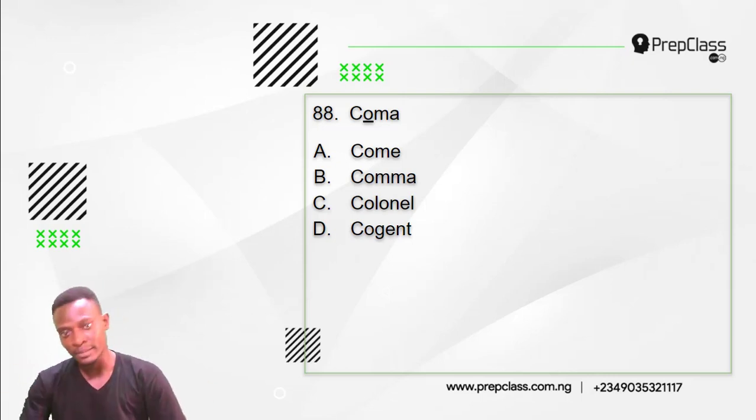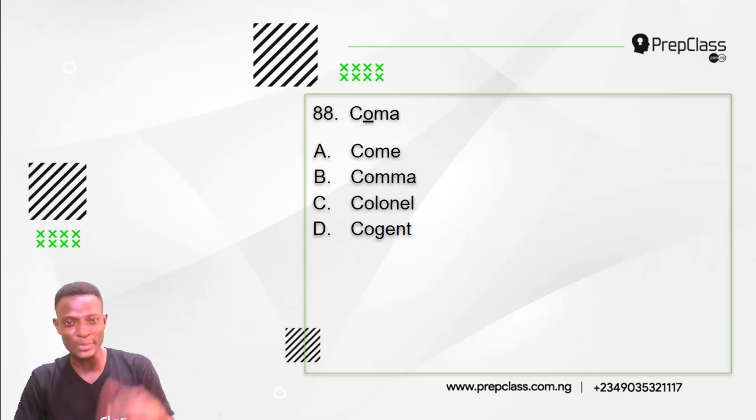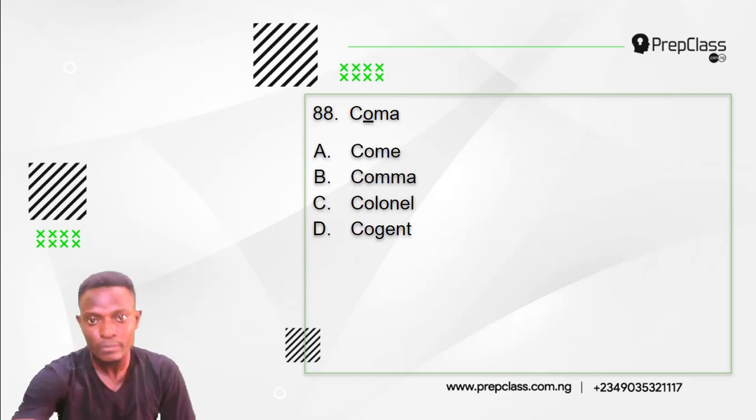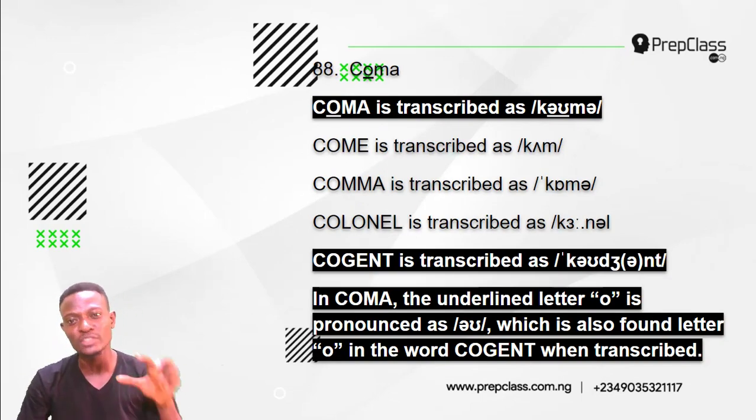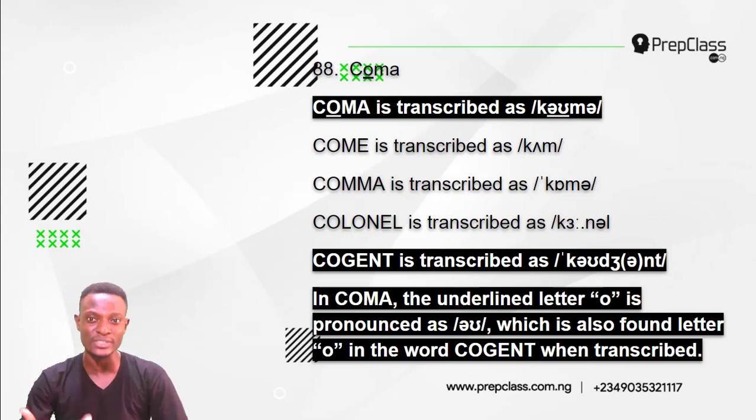Option B we have comma. Option C we have kernel. Option D we have cogent. So which of these options has the same sound where we have the letter O in comma? Now, comma is transcribed as shown on the screen. Where we have the letter O in the word comma, it is pronounced as O.